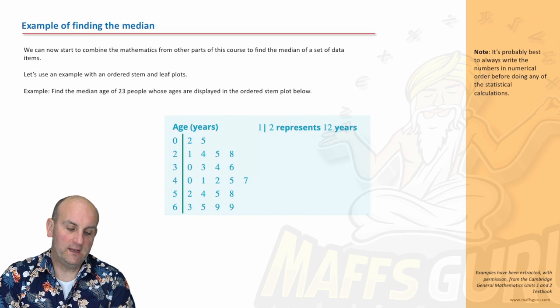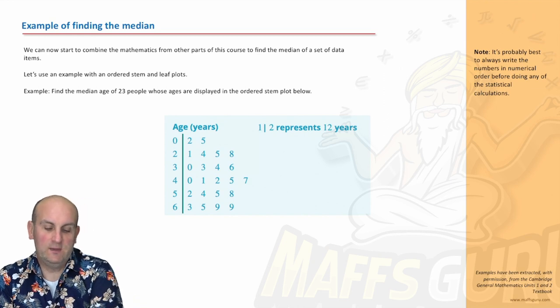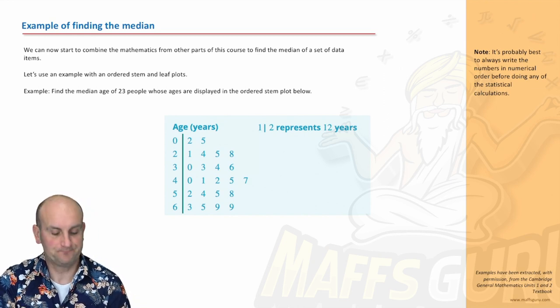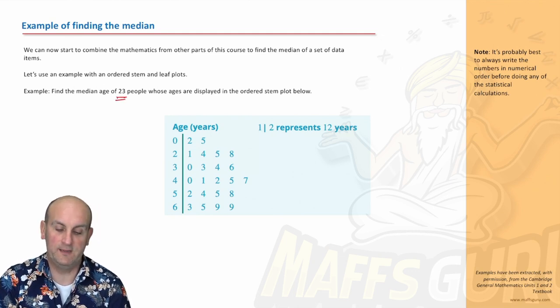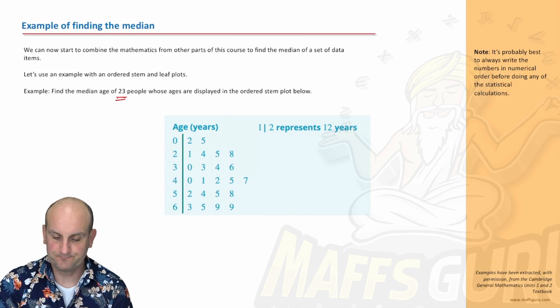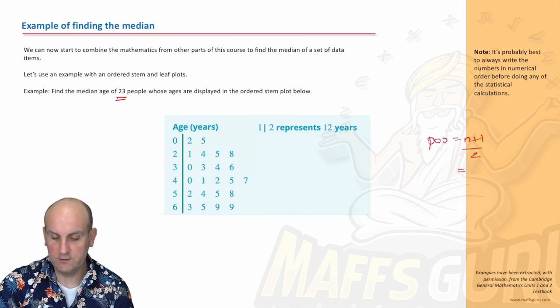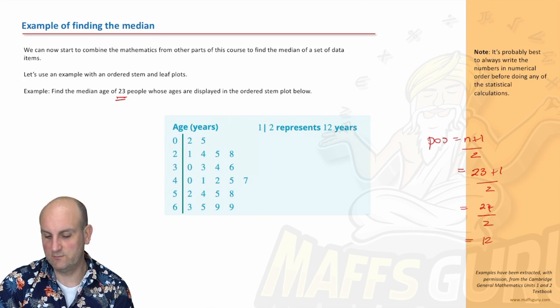All right, here's an example of finding the median. Right, let me see, what do we got here? We have got a stem and leaf diagram. Now, stem and leaf diagram, lovely. Find the median age of the 23 people. Let's use the formula. So the position is equal to the n plus 1 divided by 2. How many data items are there? 23 plus 1 divided by 2. That's 24 data items, or 24 divided by 2, which gives me 12.